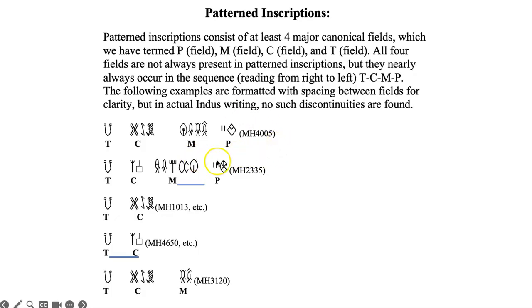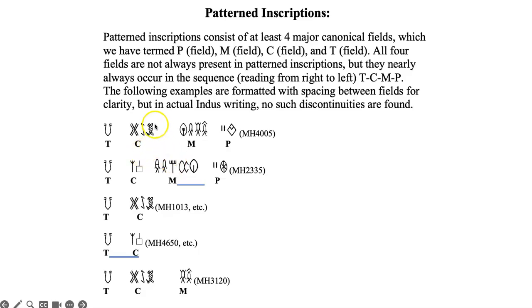So these first two are full pattern inscriptions that show all 4 of the fields that we see. The P field, which is the rightmost field, is the name that we give to the field that up until now we've seen manifest in the form of the diamond chevron plus double tick, or the spoked wheel plus double tick. So that's called the P field. And then we have the M field, which we've already looked at.